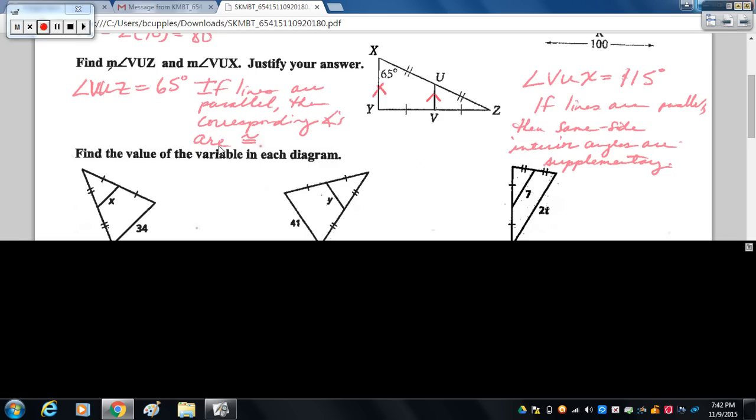So if lines are parallel, corresponding angles are congruent. Don't forget that. The other one, angle VUX, how do we find that one? That's this angle right here. Well, these two angles are same side interiors, so they're going to be supplementary because the lines are parallel. So if lines are parallel, then the same side interior angles are supplementary.